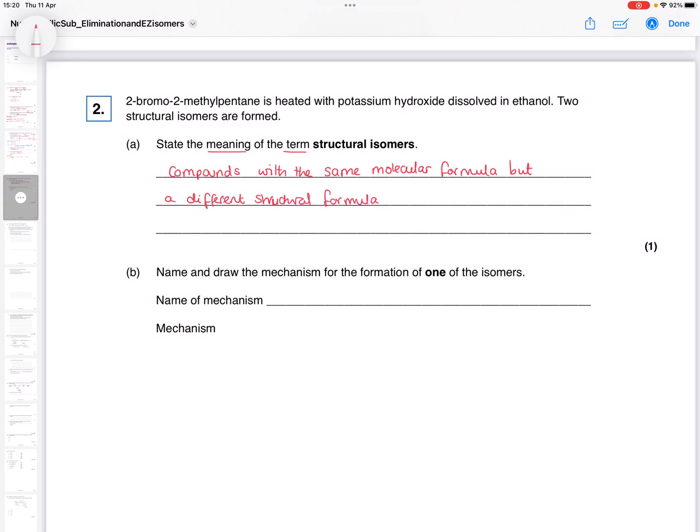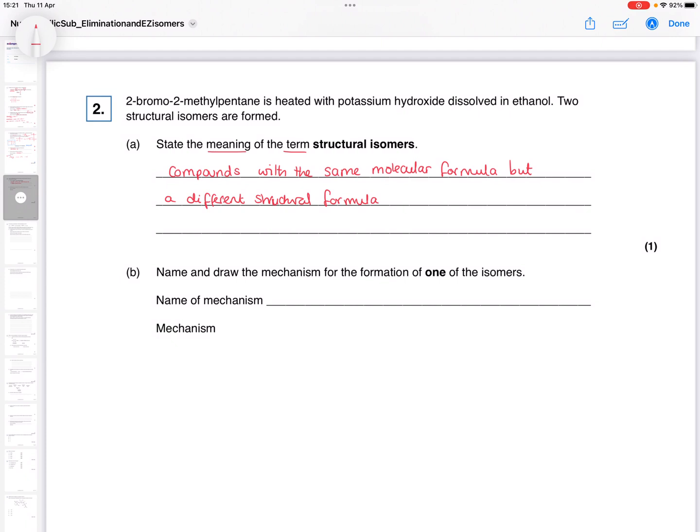So that's the official definition. What it means in practice is compounds made up of the same number and type of atoms but bonded together in a different order, in a different way. So that could give rise to different structures in terms of the skeleton of the molecule, so different branches, straight chains versus branch chains, different positions of the functional groups, or it could include different functional groups altogether. So those are the different types of structural isomerism.